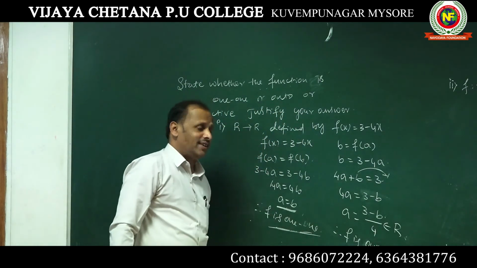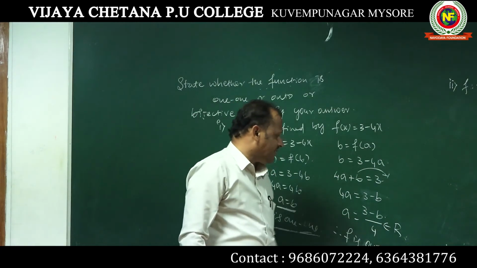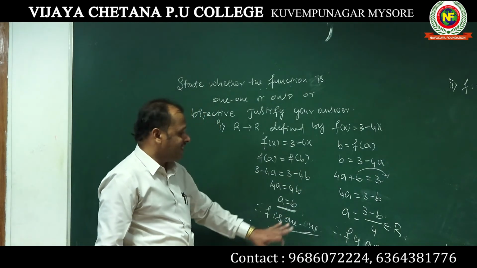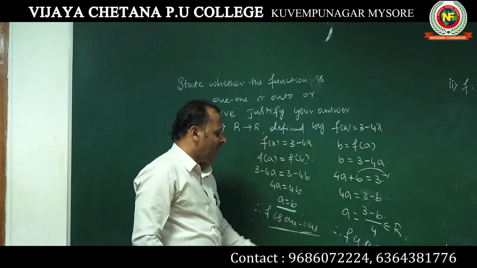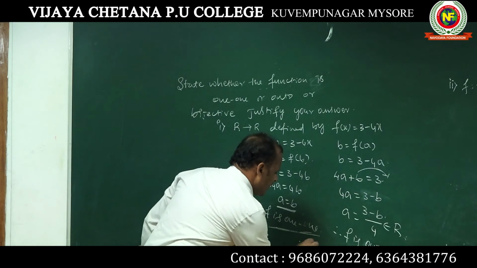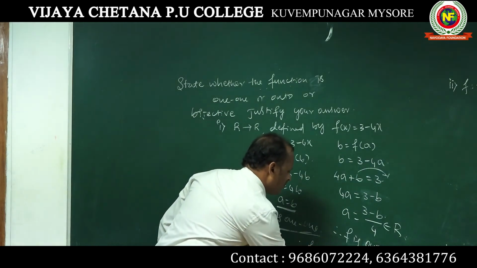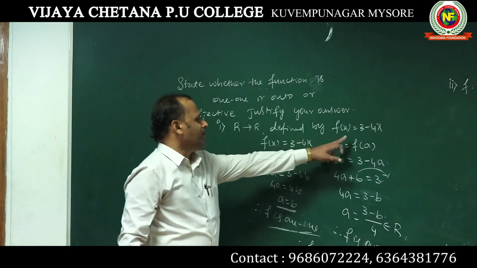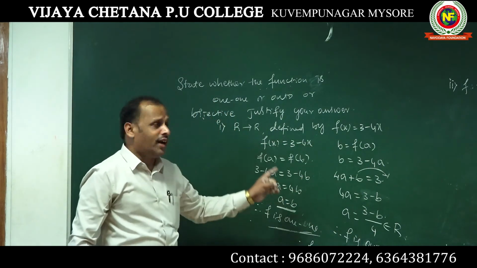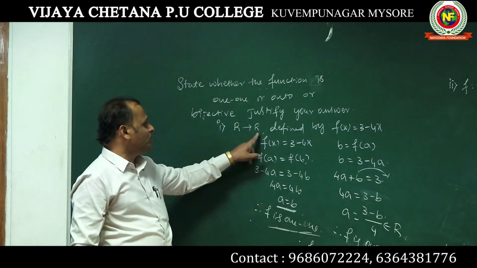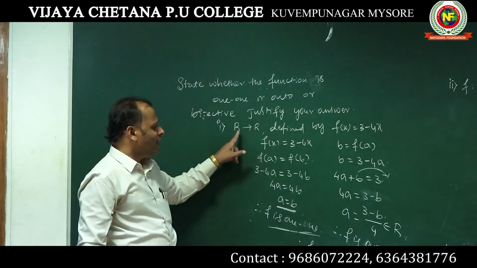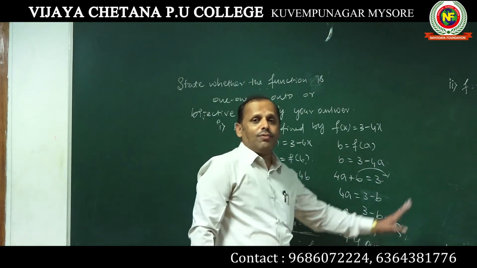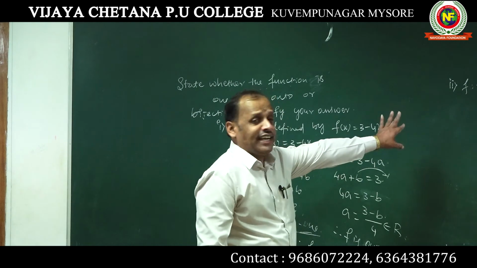Therefore all the elements of the codomain are images. Therefore, f is 1-1 and f is onto. Therefore, f is bijective. For this 3 minus 4x, from R to R, it is 1-1 and onto. Therefore, f is bijective. Now, I will come to the second question.